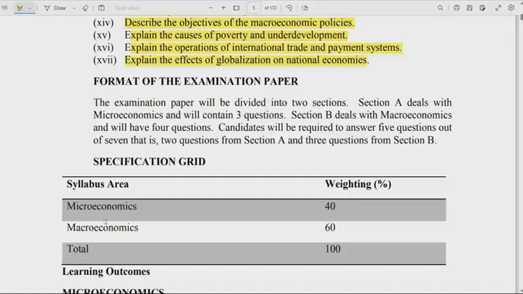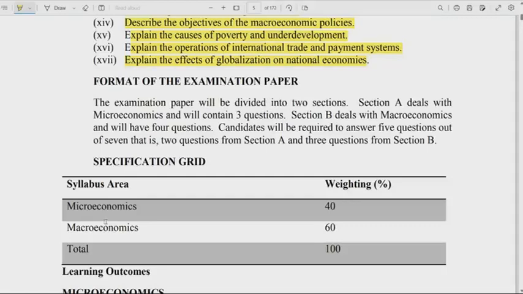Section B will contain 3 questions, right? 3 questions, but you have to choose 2, right? And section B is to do with macroeconomics. I'm not really sure if the format has changed yet.